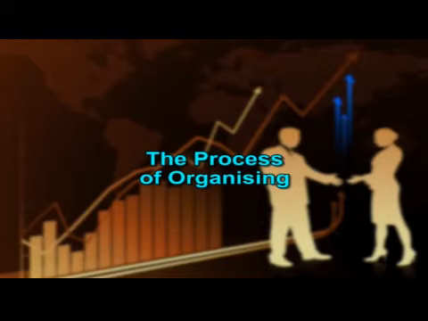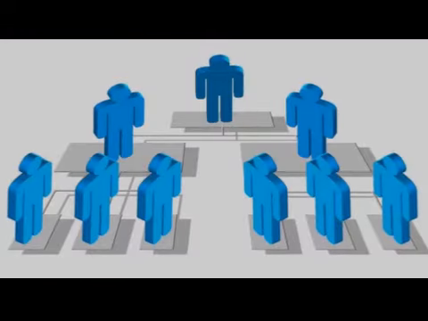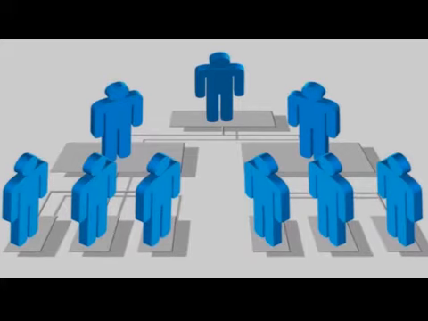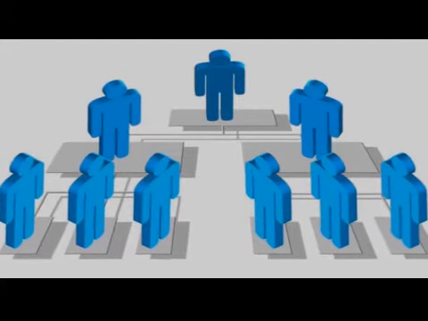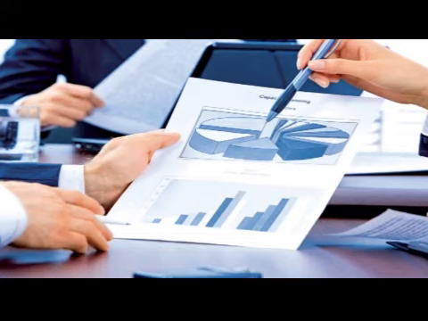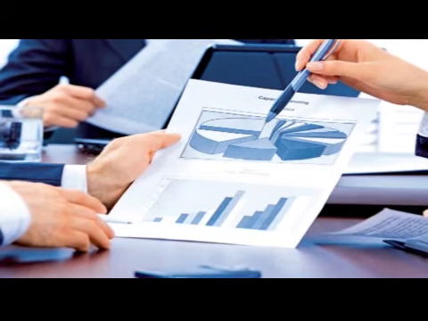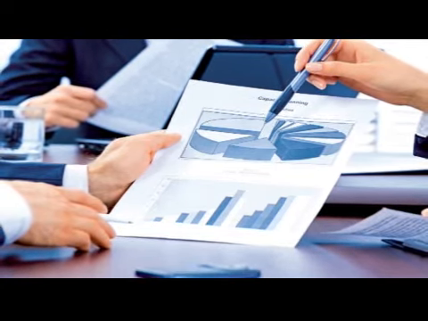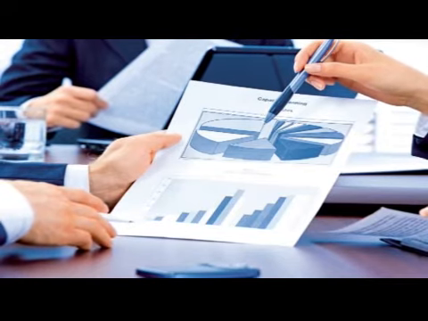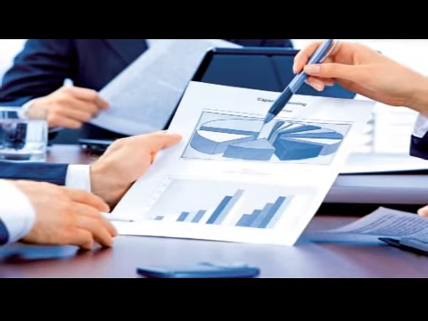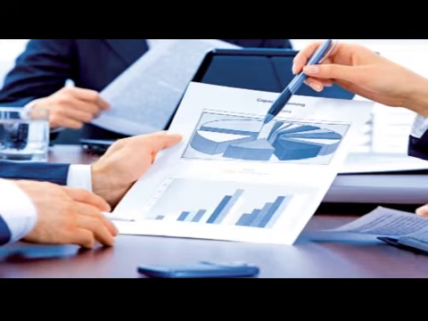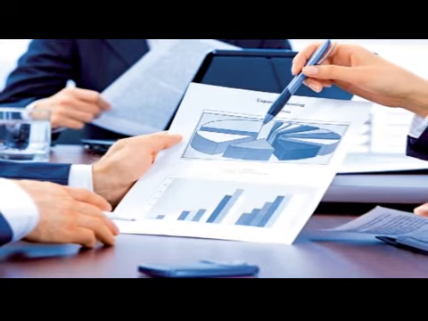The process of organizing. Organizing refers to the way in which the work of a group of people is arranged and distributed among group members. The function of organizing includes the determination of the activities to be performed, creation of departments, sections and positions to perform those activities, and establishing relationships among the various parts of an organization.